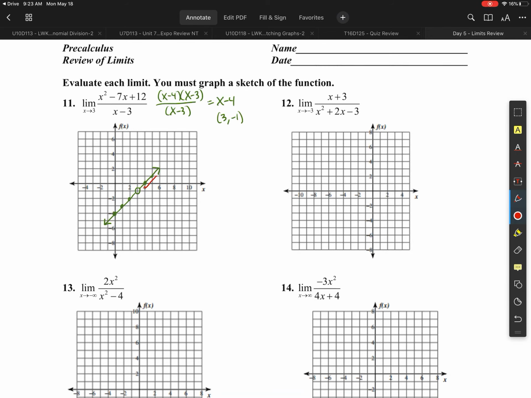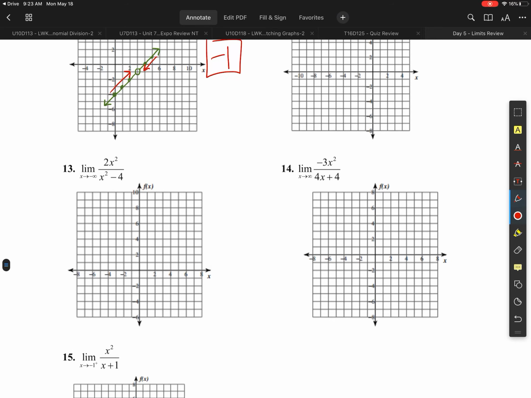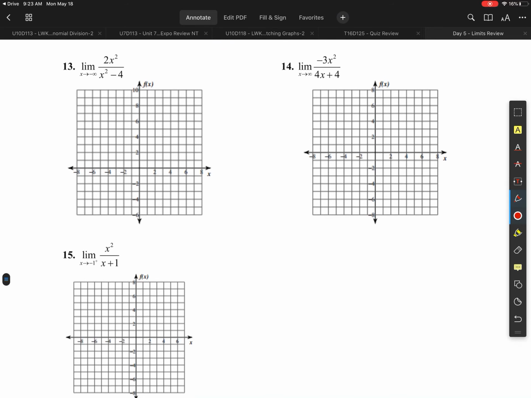Even though there's a hole, coming from both sides we approach -1, so our limit is -1. Whether there's a hole or not, the limit's -1. If there's no hole, the limit's still -1.